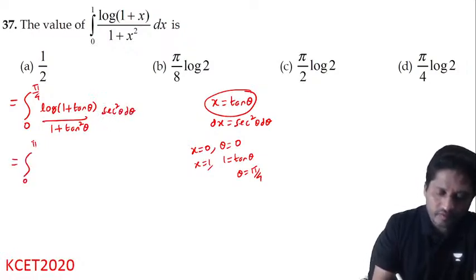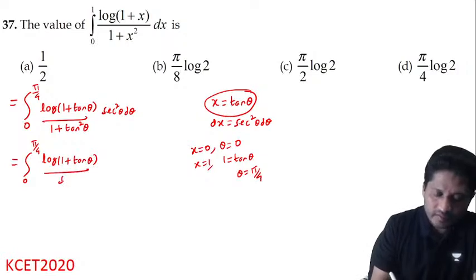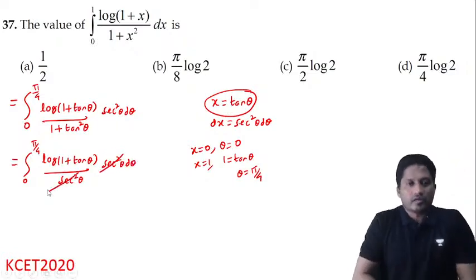0 to pi by 4, log of 1 plus tan theta divided by 1 plus tan square theta is sec square theta. Here also you get sec square theta d theta. I'm going to cancel this. Alright, now we'll use that result.